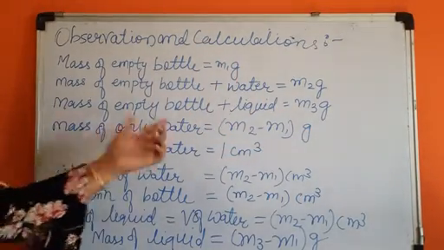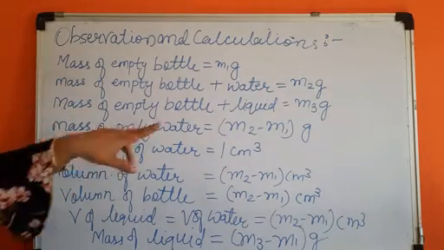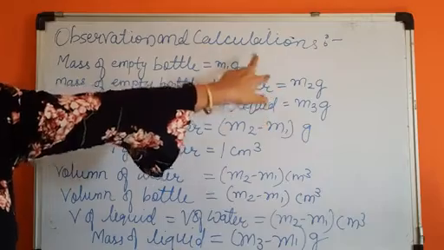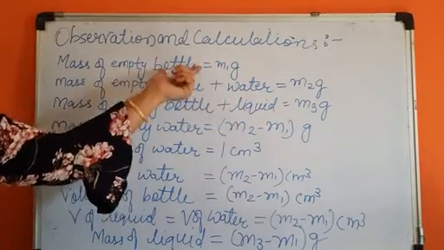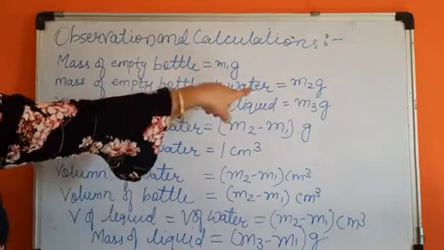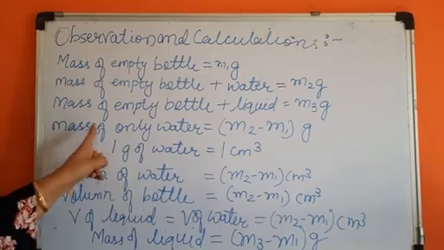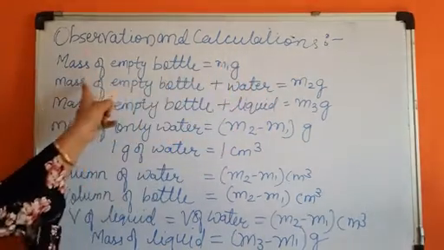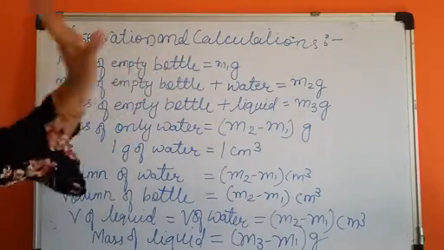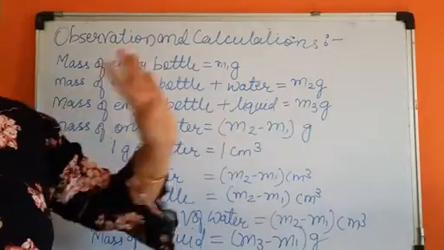If we want to get the value of the mass of only water, what we can do is m2 minus m1. This is the mass of the empty bottle plus water, and this is the empty bottle. If I subtract equation 1 from equation 2, what will I get? Mass of only water is m2 minus m1. The mass of the empty bottle minus the mass of the empty bottle will cancel. We are getting m2 minus m1 grams.